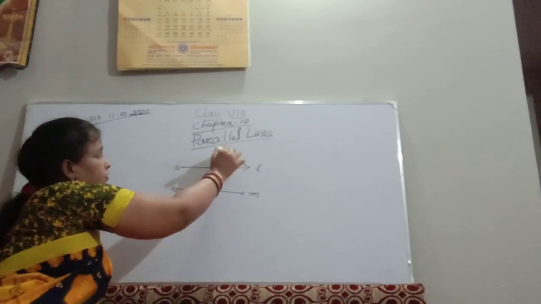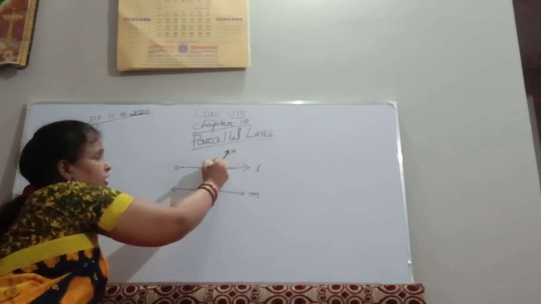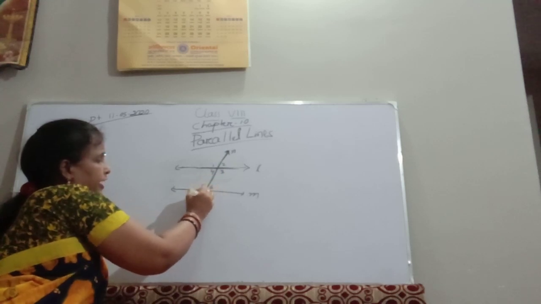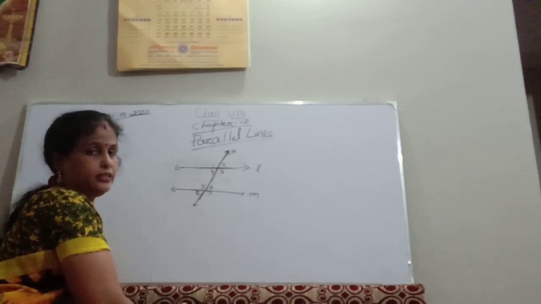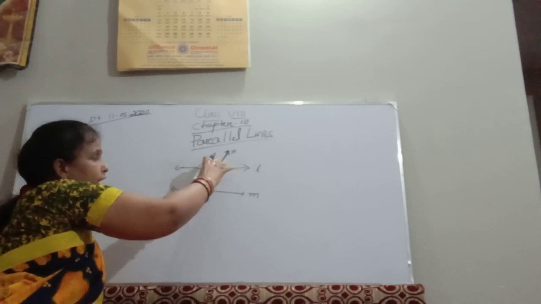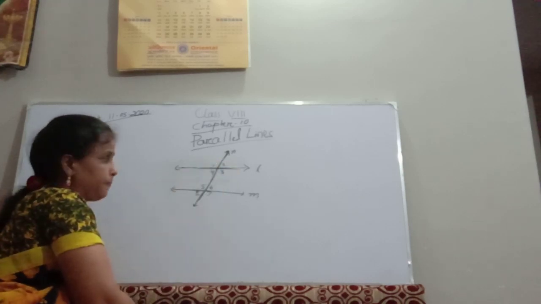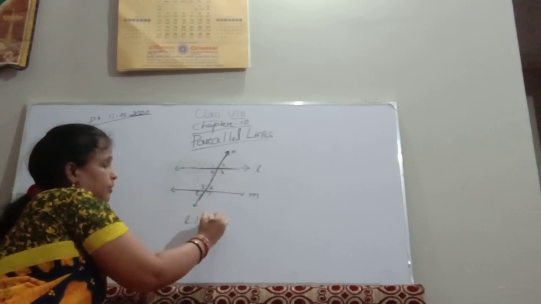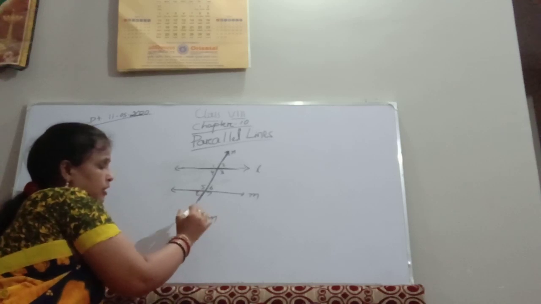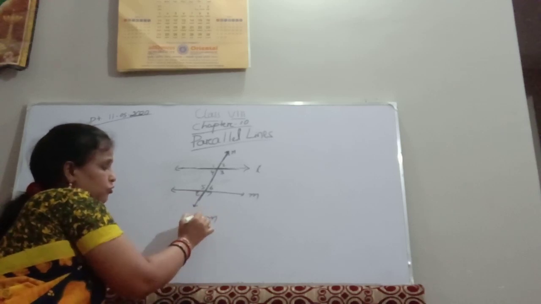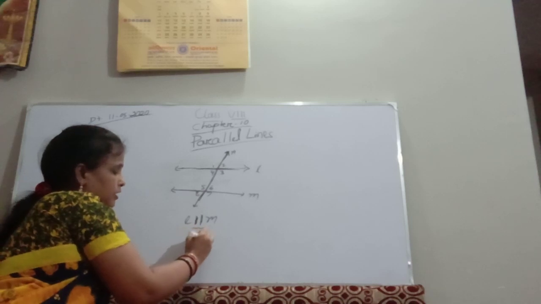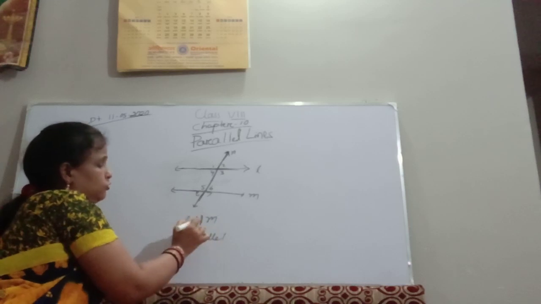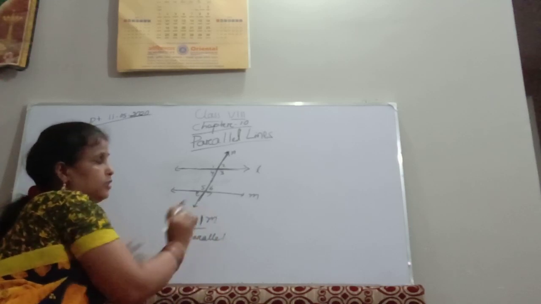When this line cuts these two lines, it creates 1, 2, 3, 4, 5, 6, 7, 8 angles. Four must be interior and the other four must be exterior. So how will you know L is parallel to M? This is known as the parallel symbol. This is a very important thing. When two lines are parallel, you just draw it like this: L parallel to M.